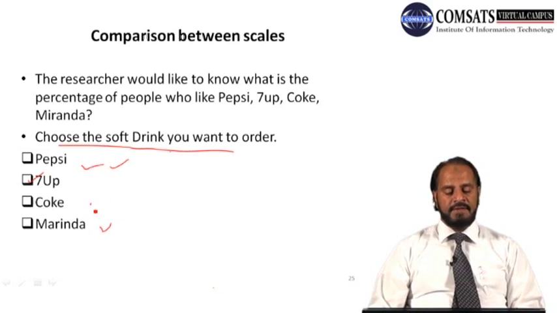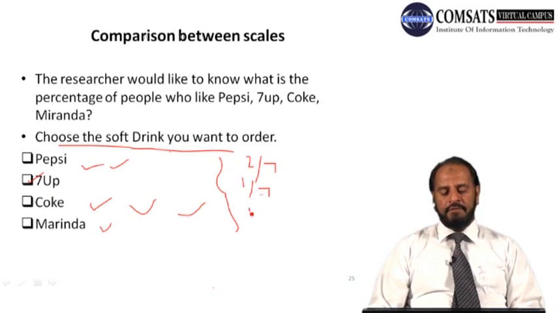So basically what you try to do is see how many have ticked each. Let's say 2 people have ticked this and 4 people have ticked this. You can easily find out there are 1, 2, 3, 4, 5, 6, 7. So we have 2 out of 7 here, 1 out of 7 here, 3 out of 7 here, and 1 out of 7 here. Based on that we can easily find out which is the most preferred. I mean, we can find out the percentage of people who are using each of these soft drinks.